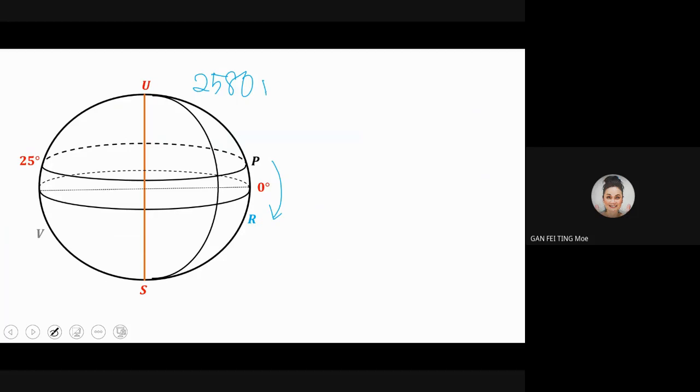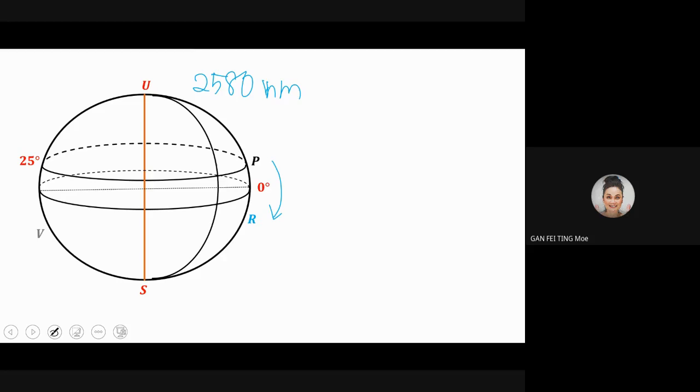2,580 nautical mile. Right? So now, because it's on the great circle, PR is on the great circle. It's not along the latitude. Along the latitude, this is the big equator. As you go up, it becomes smaller. So this PR is on the great circle.